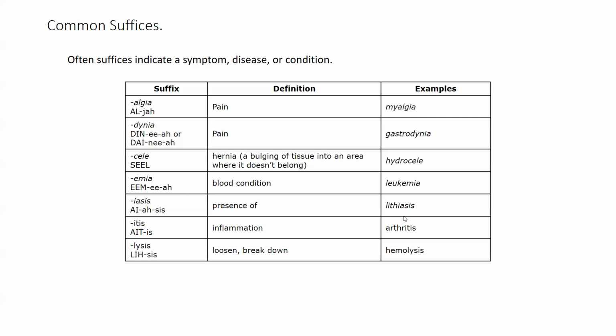Iasis means there's a presence of something. So a lithiasis is the presence of a stone. Lith means stone. Itis means an inflammation. So arthritis is an inflammation of the joints. Arthra means joints. Lysis means to break down, to break, or to loosen. So hemolysis, heme, as we saw before above, heme means blood. So hemo means blood, and lysis means to break. And literally this means breaking blood, but what it really refers to is the breakdown of red blood cells.